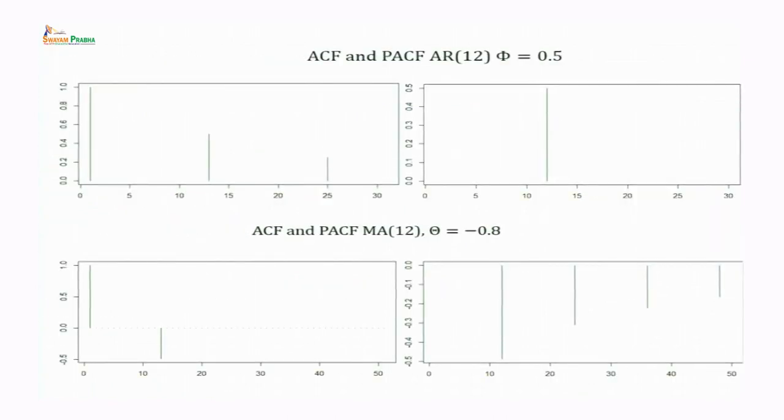So, here I have plotted the ACF and PACF of some, say, AR process with seasonality, AR12 process, you can say. So, you see that after the lag of 12, the ACF is significant. In between, the ACF is insignificant or 0 actually. We have also shown the PACF of the same process, then these are the ACF of MA12 process and PACF of MA12 process.